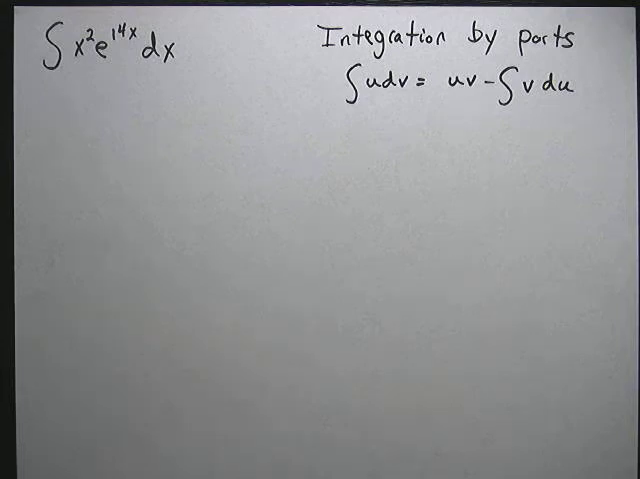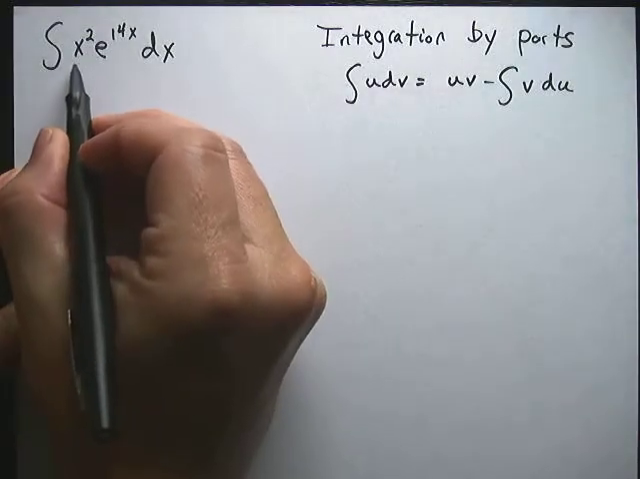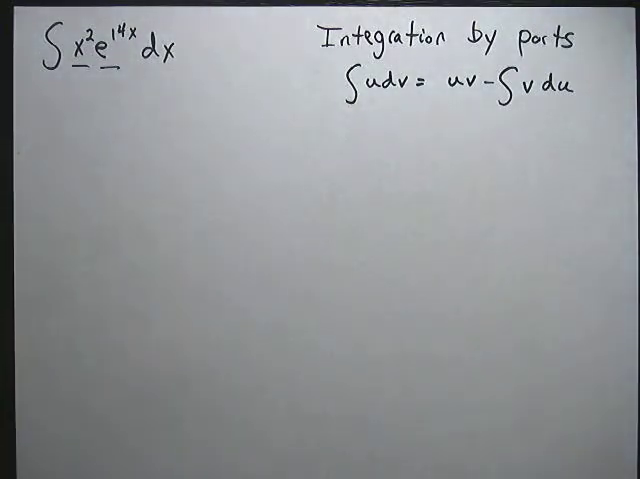So what we have here is the integral of x squared times e to the 14x dx, and we're asked to use integration by parts. So in integration by parts, you need to decide what you're going to use for your u and what you're going to use for your dv. So we have two distinct parts of this problem, the x squared and then the e to the 14x.